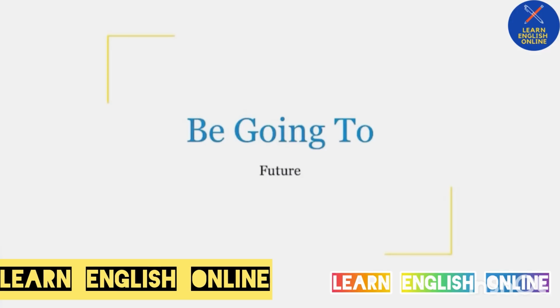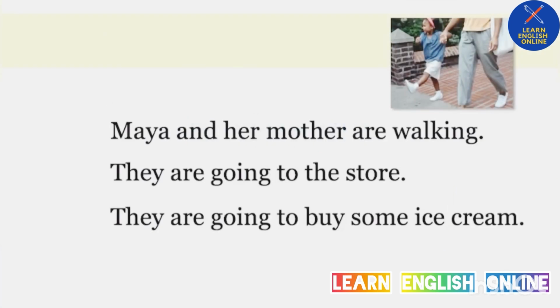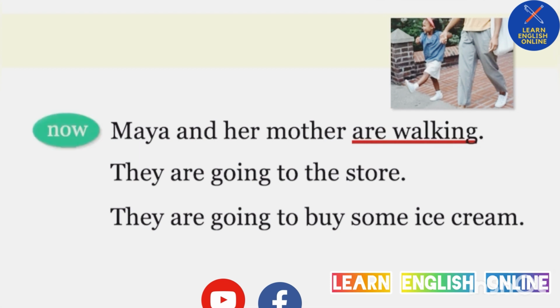Be going to future. Maya and her mother are walking. They are going to the store. They are going to buy some ice cream. Okay, let's look at the verbs. In the first sentence, we have are walking. This is happening now.